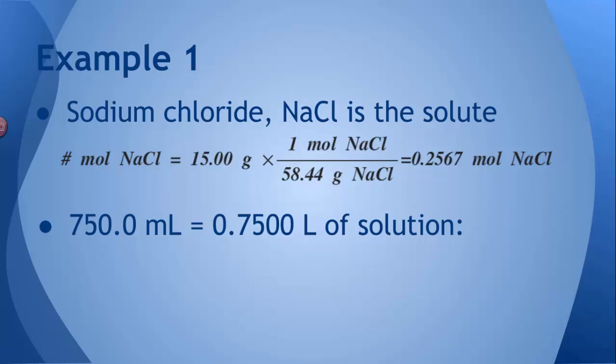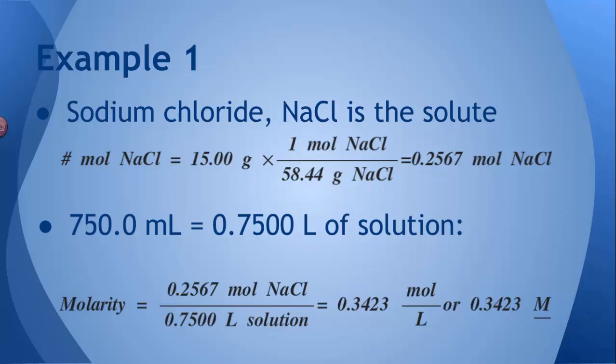So 750 milliliters is equal to 0.7500 liters. Notice I keep all of the significant figures when I make that conversion. Just move the decimal point 3 places to the left. Okay? So molarity is the number of moles of solute, 0.2567, divided by the number of liters of solution, 0.7500. 4 sig figs in each of those, so my answer should have 4 sig figs, 0.3423 moles per liter, or just 0.3423 M. That's how you calculate molarity.